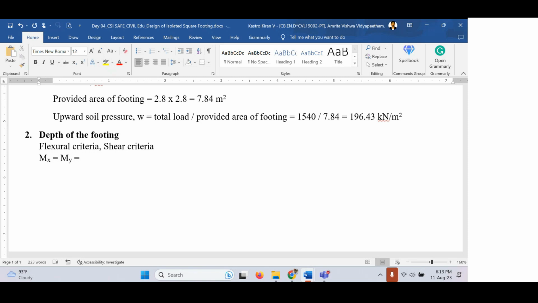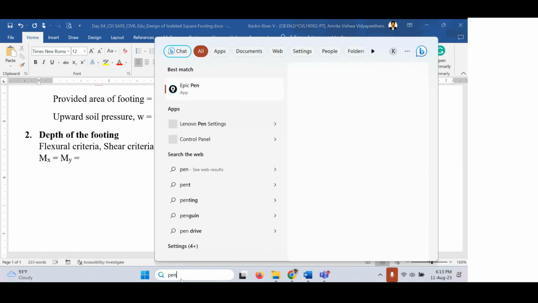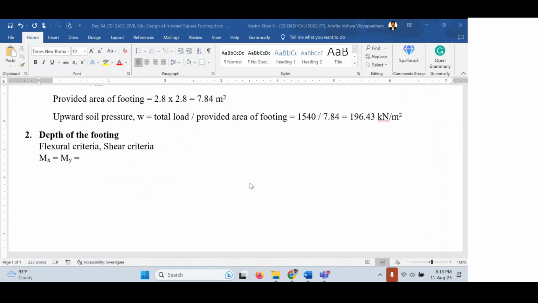So here, in order to calculate the moment along x and y directions, we don't need to have the direct formula substitution. What we can do is we have a specific formula. What is that formula? That I'll talk about now. But before that, let me just draw the image of the footing.